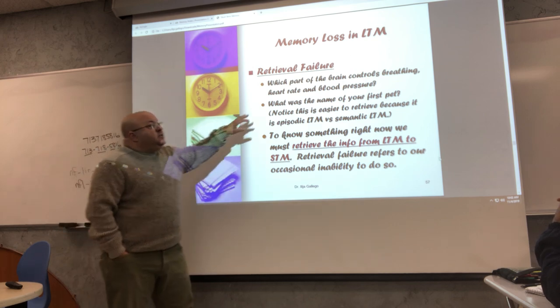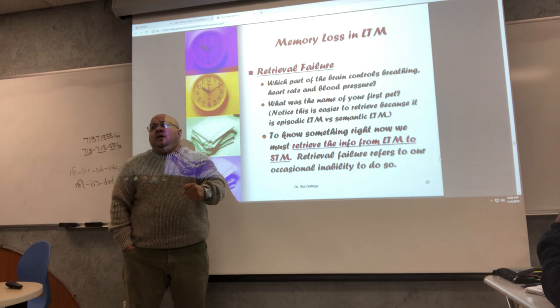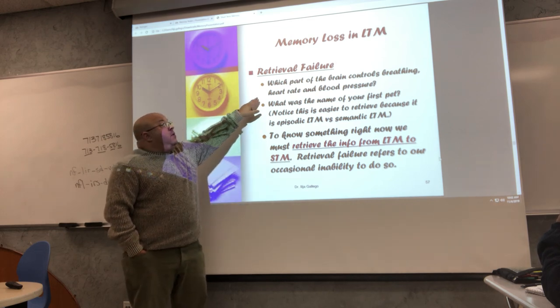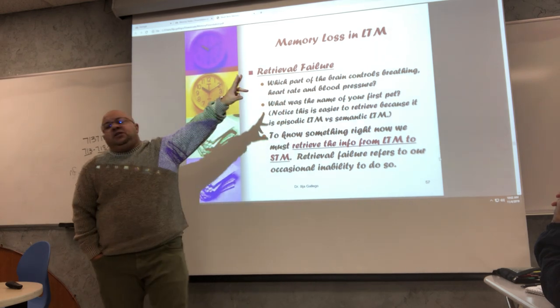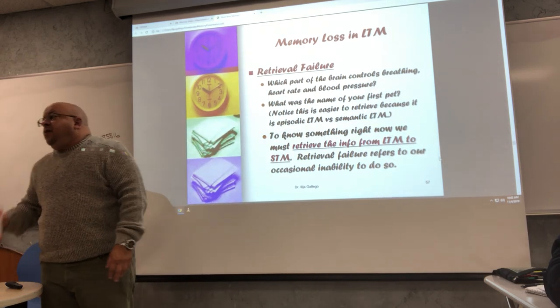All right, so another example of memory loss in long-term memory is called the retrieval failure. So let's see if you can answer this question now. Don't answer it out loud. Give people a chance to try to remember. Which part of the brain controls breathing, heart rate, and blood pressure? Just think about it for a minute.